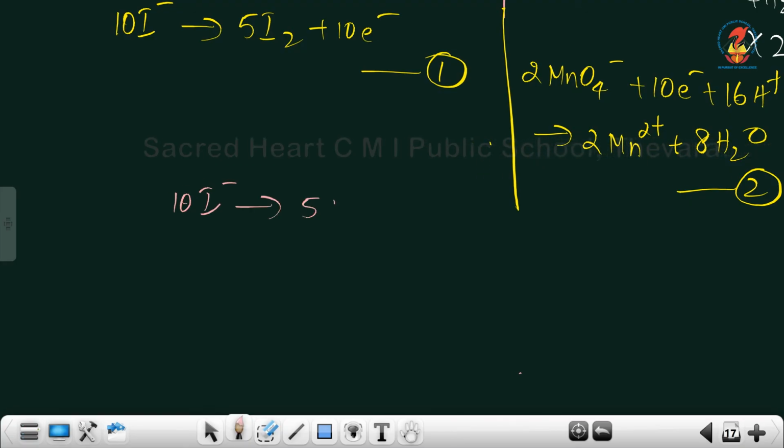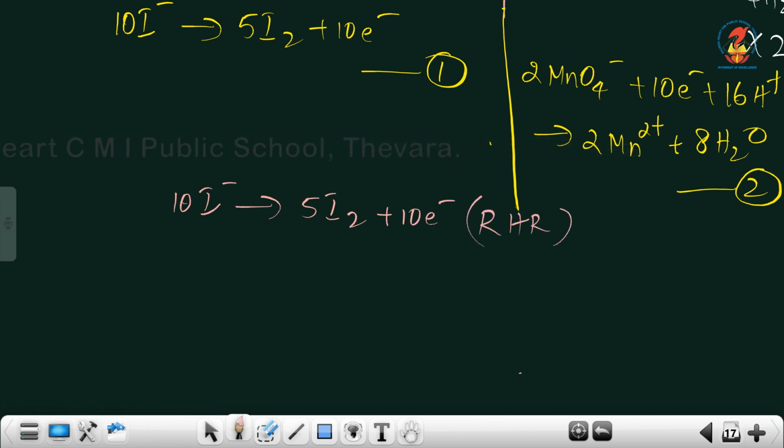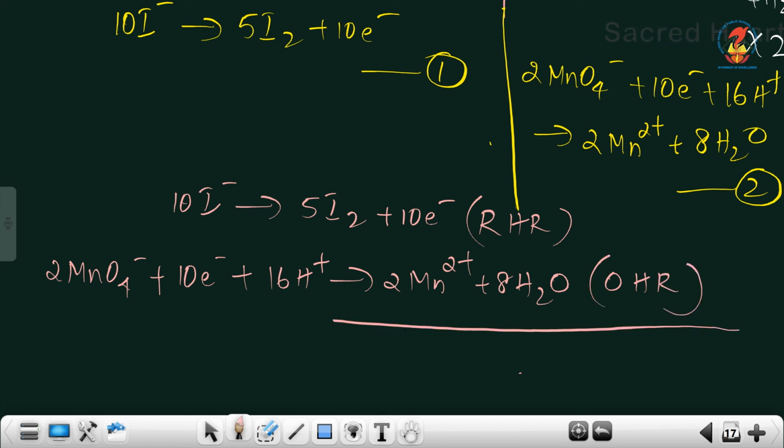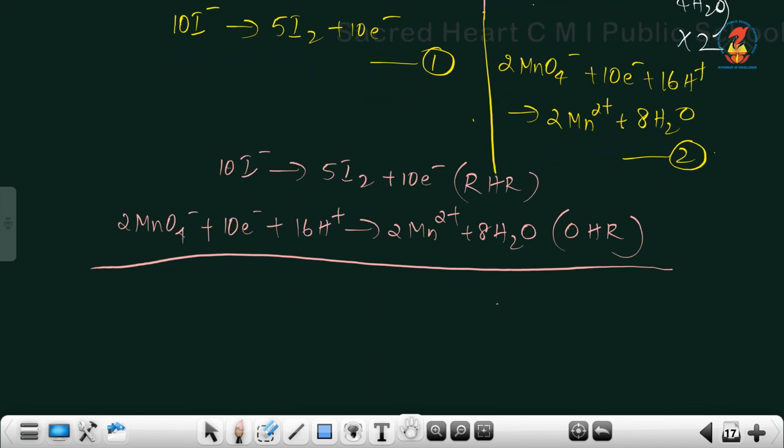10I minus giving 5I2 plus 10 electrons. This is our oxidation half reaction. Reduction half reaction is 2MnO4 minus plus 10 electrons plus 16H plus giving 2Mn2 plus 8H2O. That is our reduction half reaction. To get the overall reaction, draw one line and add right hand side and left hand side.